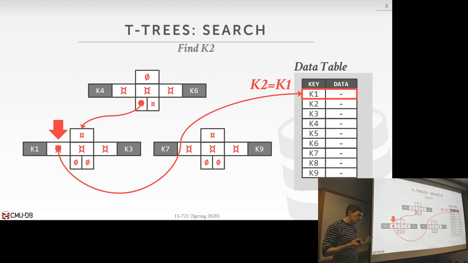The point I was trying to make is that all the standard tricks we would do in a B-plus tree, like linear search or binary search or interpolation search, we can still do all those things. It's just we have to pay extra to jump over there and see what the actual real key is.